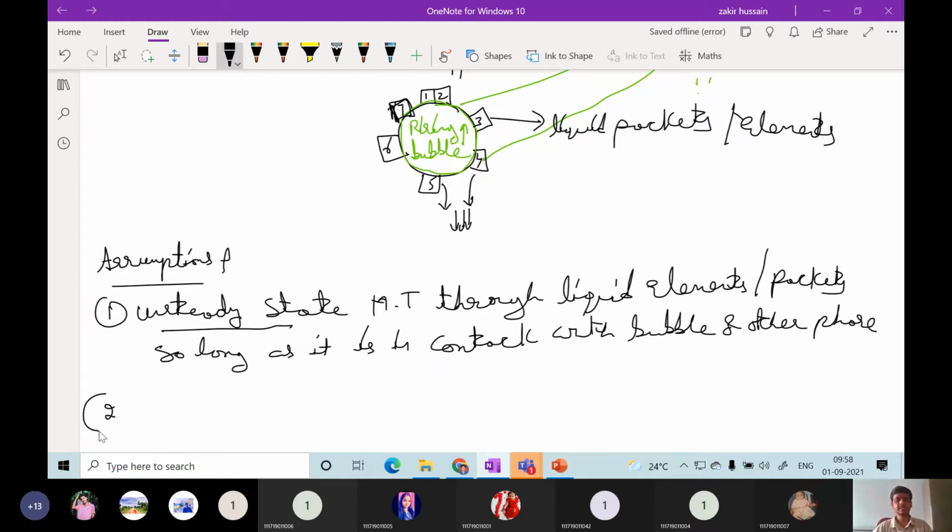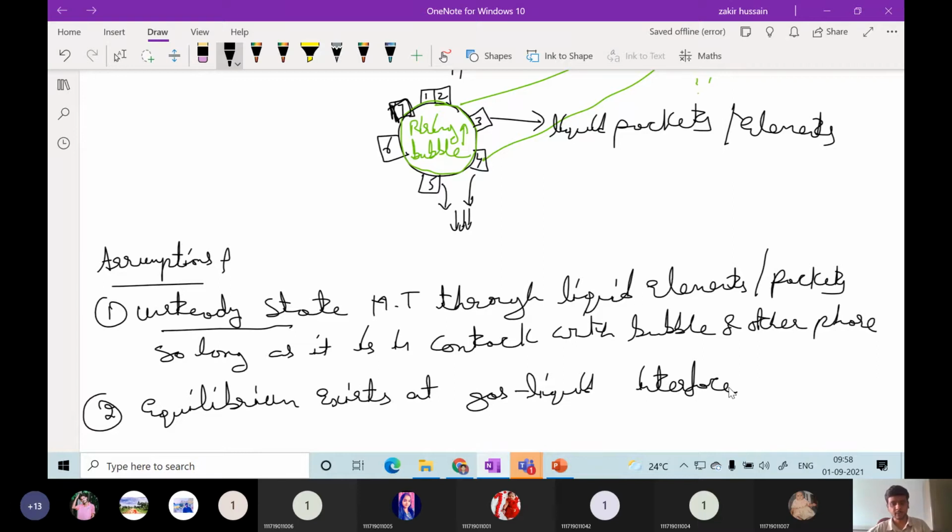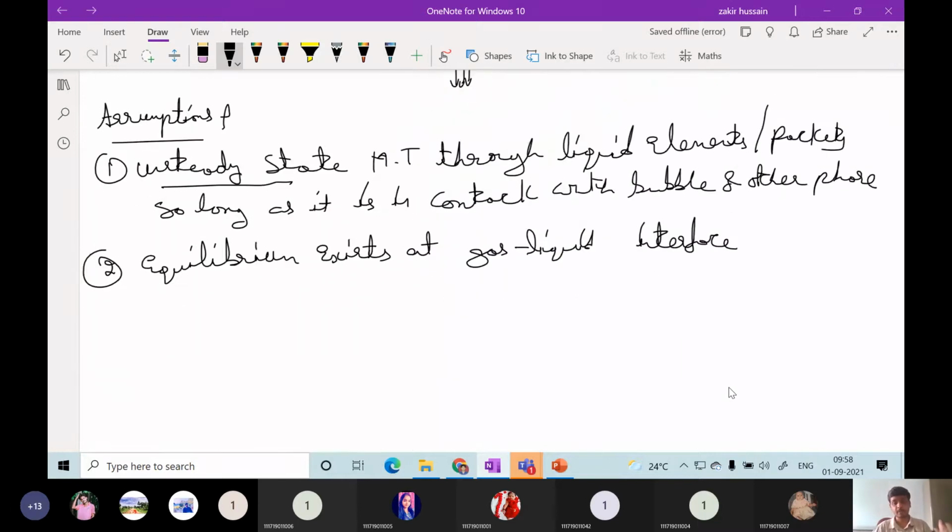Then the next assumption is that equilibrium exists at the gas-liquid interface. So what is equilibrium? Can anybody say what equilibrium is? Please try to tell something. You might have seen it in the CPP course or in fluid mechanics also.